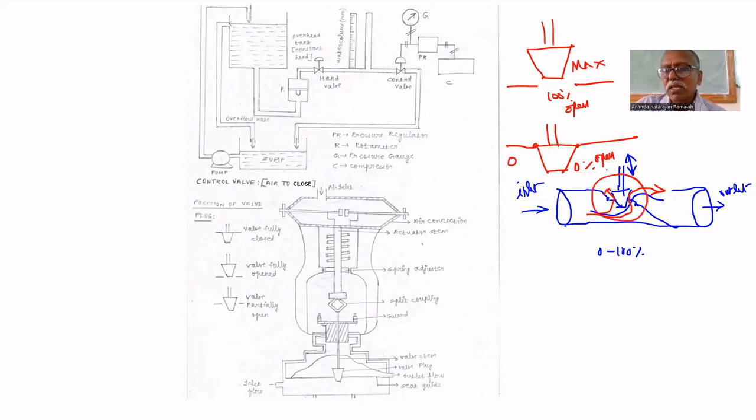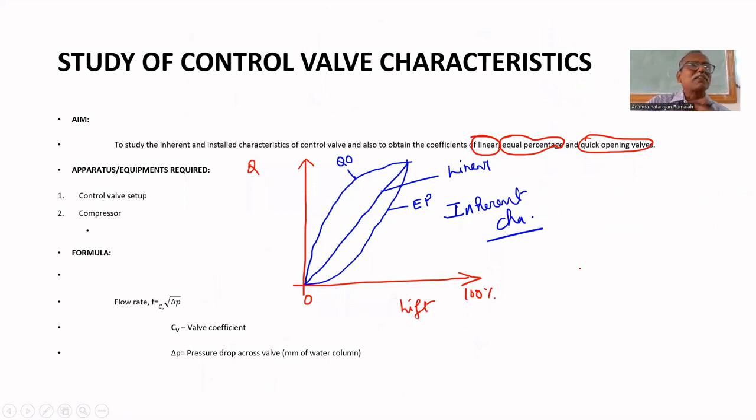This part alone I have drawn here. Partial opening means it will be like this. Depending upon the shape of this plug, the characteristics will be like this. All other structures are the same. Only by modifying the plug shape can you change the type of flow: linear, equal percentage, or quick opening.